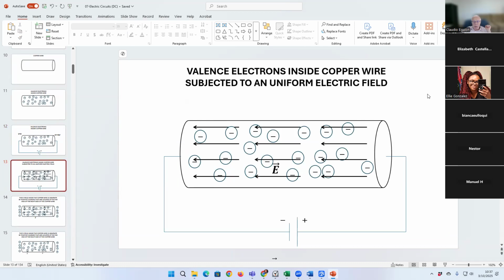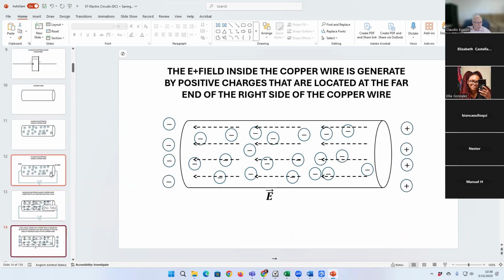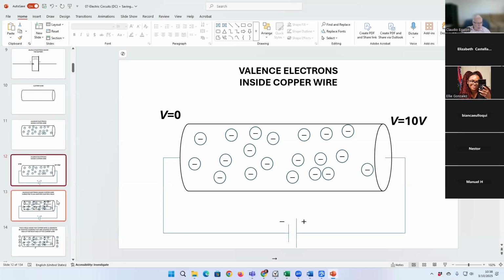I once saw a paper by one professor who proved mathematically that in a given wire the electric field is going to be uniform, but that's no small achievement. It's very difficult to prove that the electric field is uniform inside the wire. So it's better that you just memorize it. And I'm going to emphasize the fact that the electric field is uniform inside the wire.